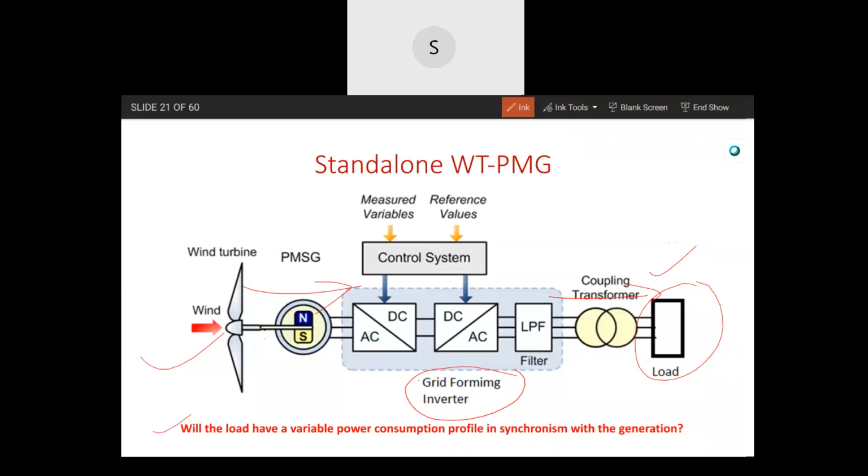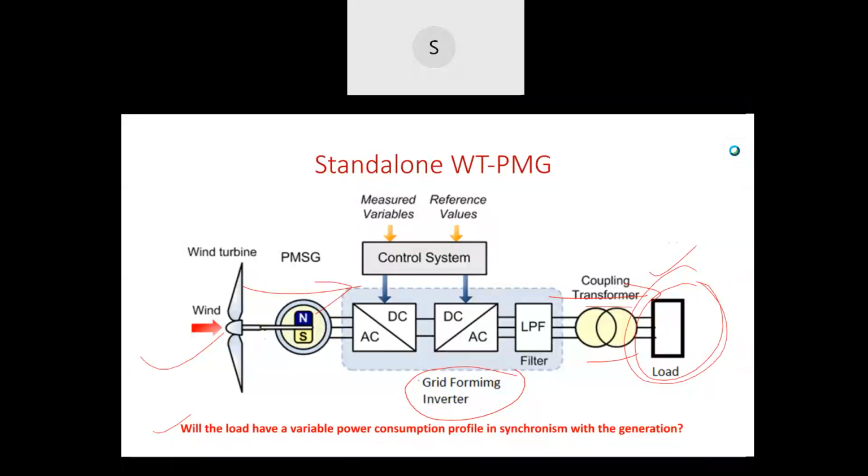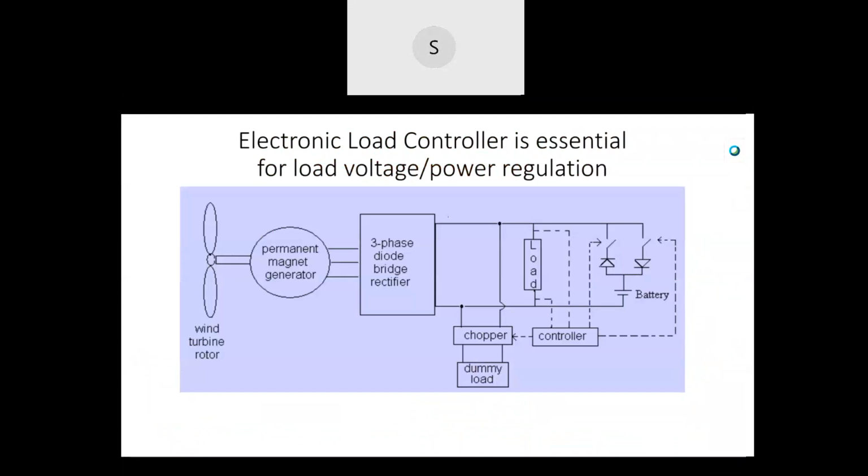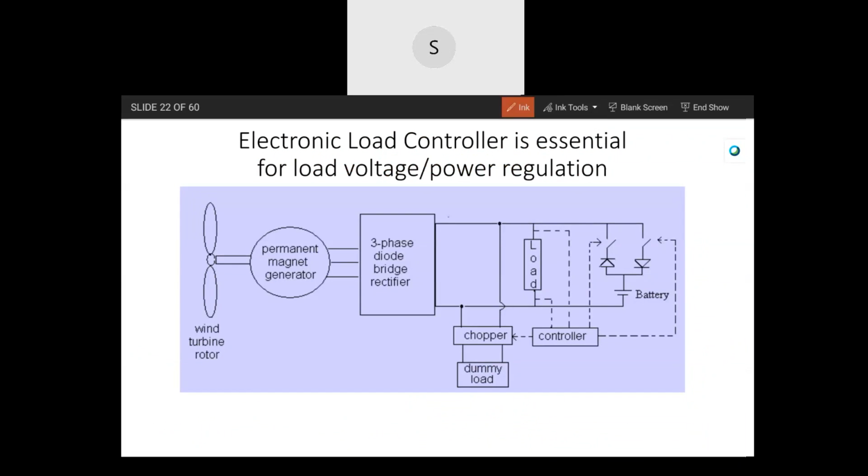Such applications are there, but otherwise, there is an issue that the load terminal voltage will not be maintained constant if you do it this way. So there is a need for an electronic load controller for the voltage regulation. What is done for that? For that, you have the turbine, the generator, and the rectifier. After the rectifier, in parallel, you arrange a dummy load. You have your regular load, and then in parallel, you can have a battery.